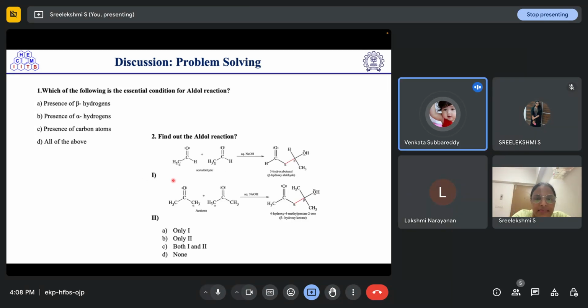Out of this, which is the aldol reaction? This is the reaction between two aldehydes and this is the reaction between two ketones. So is this an aldol reaction? Yes, madam. And this one? This one also aldol. So both are aldol reactions.